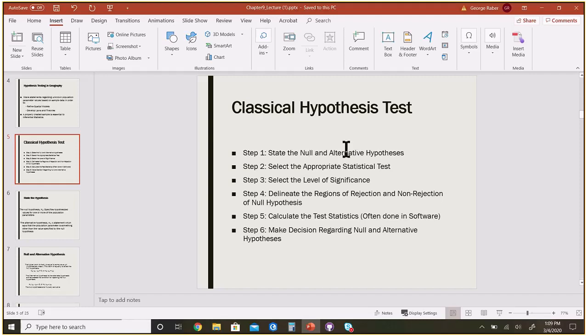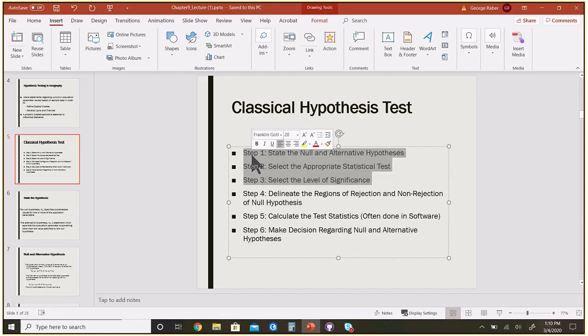The null and alternative hypothesis that you choose will help you determine what the appropriate statistical test is, these two things. So as we talk about different statistical tests, you'll see what the general null and alternative hypotheses are for those tests. Okay, and then step 4 is true no matter what. For any test, you always have to do step 3. You have to select the level of significance.